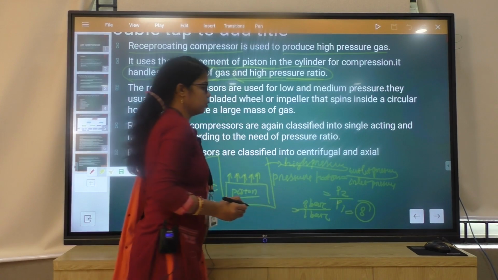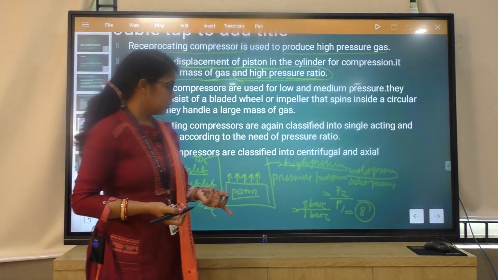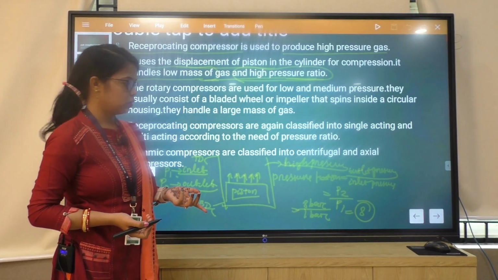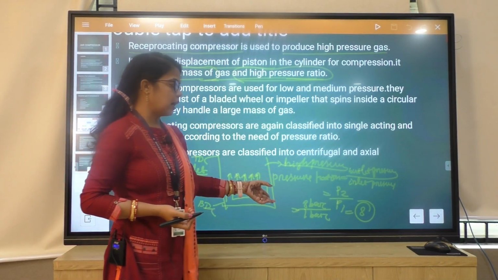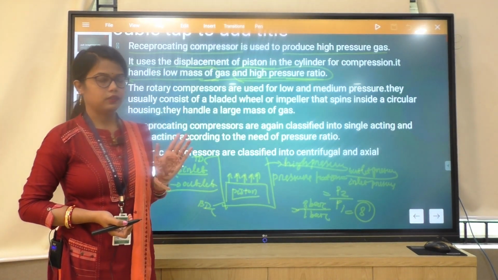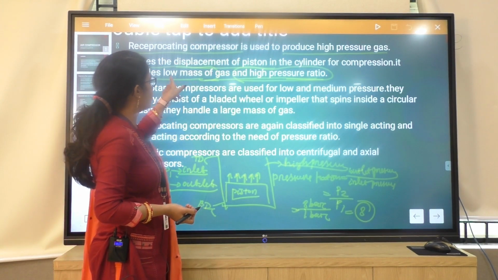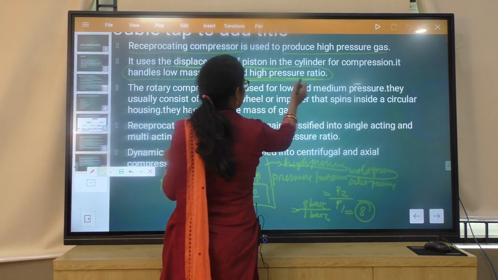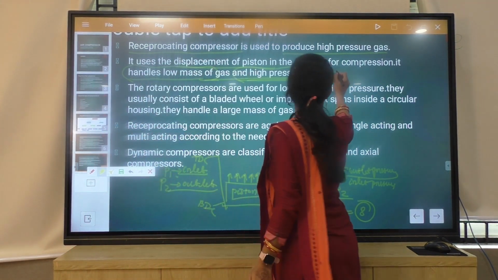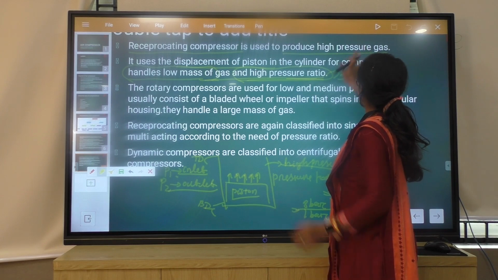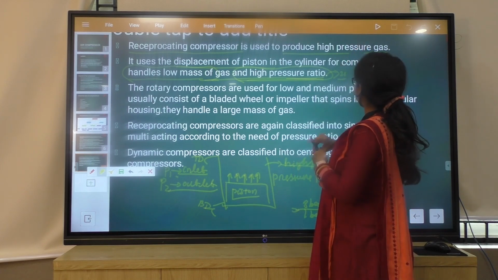Clear? Suppose in your problem, the question data will be given like the pressure ratio is 8. So, you can clearly understand that the ratio between the outlet pressure and the inlet pressure is 8. When I was telling you that the reciprocating type of air compressor can handle high pressure ratio, that means suppose it can handle up to 20 bar. Clear? It can handle up to a pressure ratio of 20.